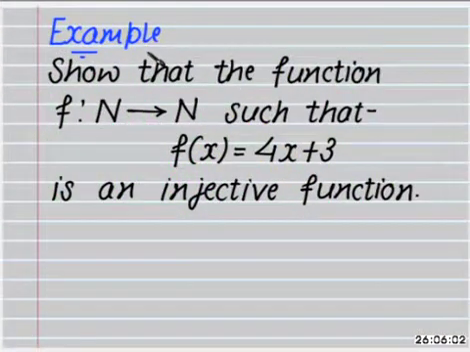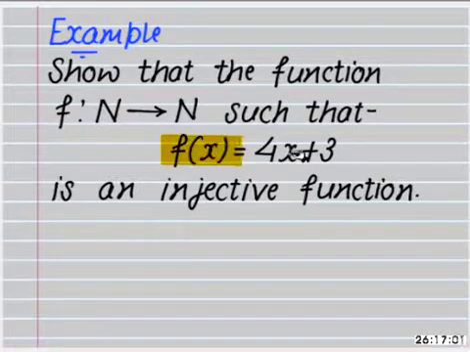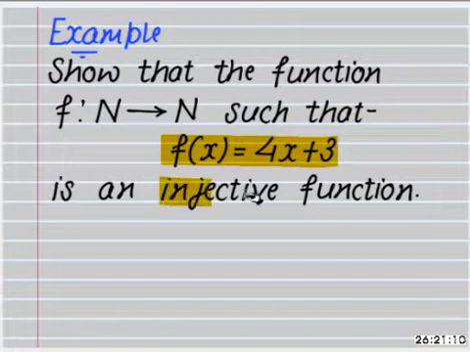Now let's see another example. Show that the function f from the set of natural numbers to the set of natural numbers such that f of x is equal to 4x plus 3 is an injective function.